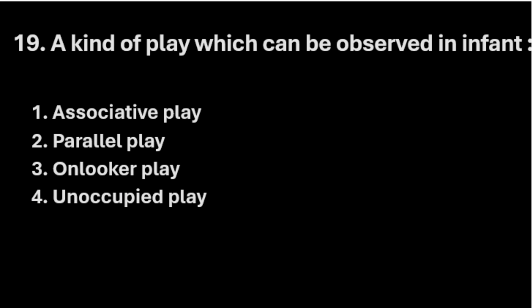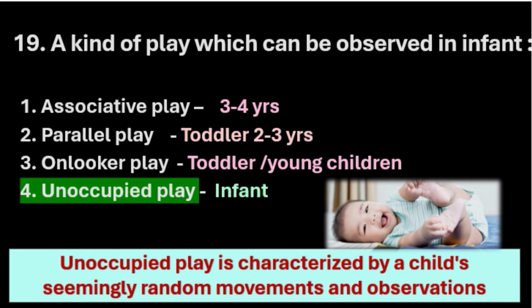Next question. A kind of play which can be observed in infant is option 1, associative play, option 2, parallel play, option 3, onlooker play, and option 4, unoccupied play. Right answer here is option 4, unoccupied play.